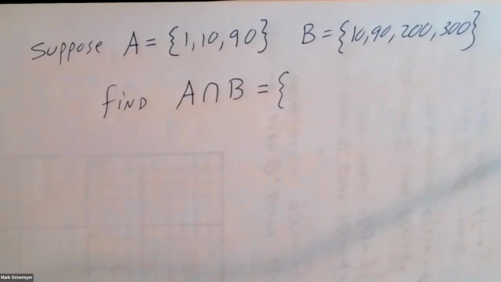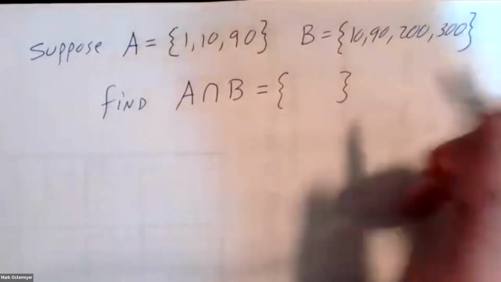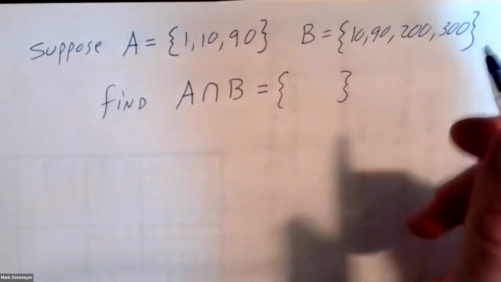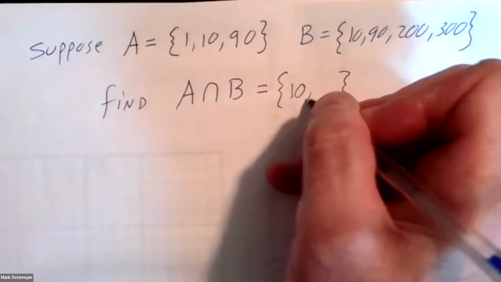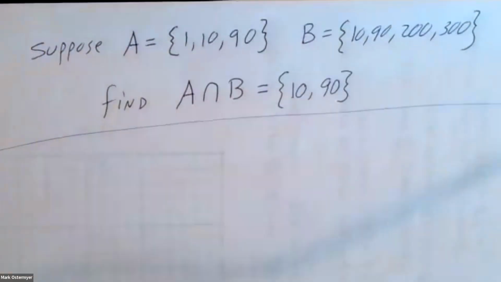Anybody? What elements are common between both sets? Well, after a little thought and inspection, we would discover that 10 and 90 are the only elements that belong in the intersection of these two sets because they're the only elements that are shared by both sets. Any questions about that?